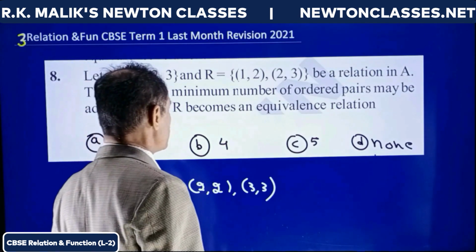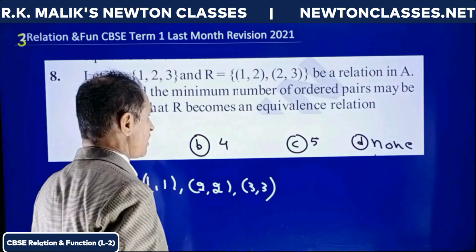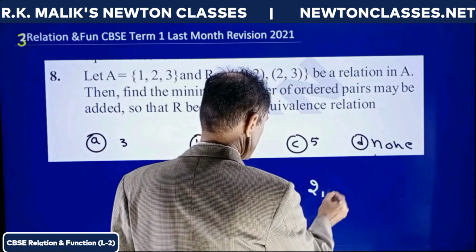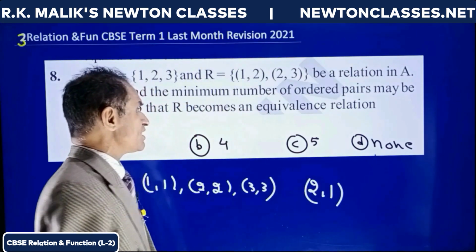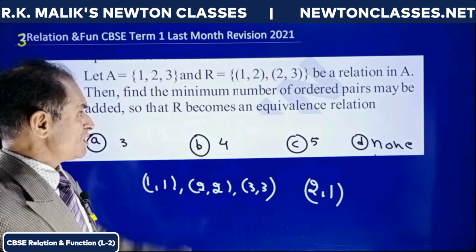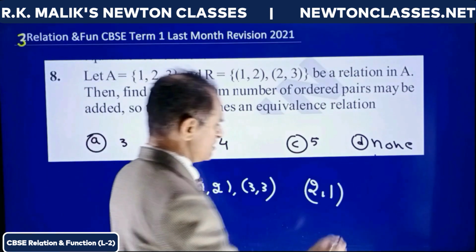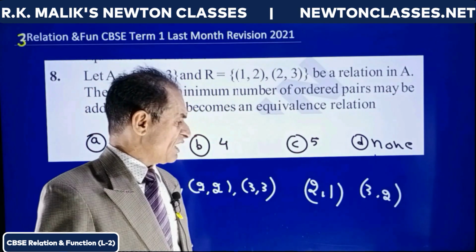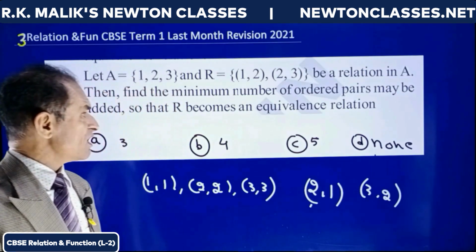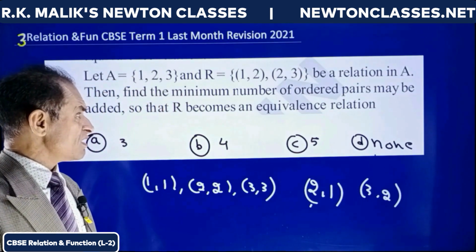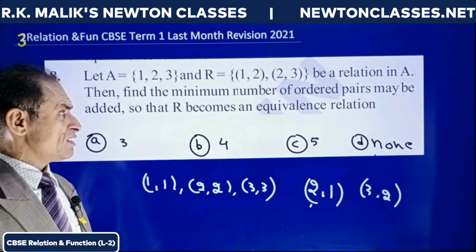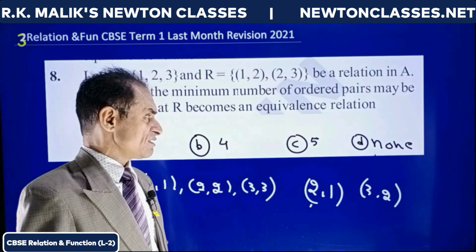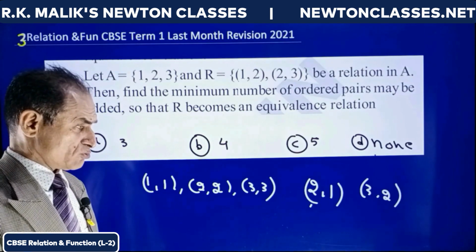As it is clear that (1, 2) is present in R, hence for the relation to be symmetric, (2, 1) must be there in R. (2, 3) is there in R, so (3, 2) must be there in R, and once these two ordered pairs are added in R, the relation will become reflexive also and symmetric also. But because I want the relation to be an equivalence relation, it should be transitive also.